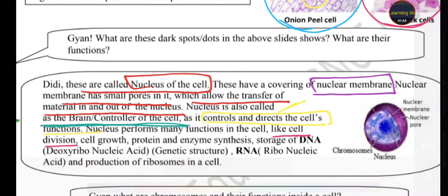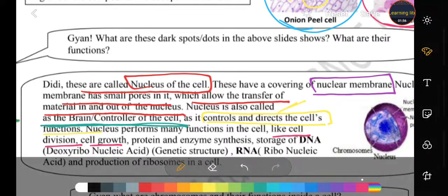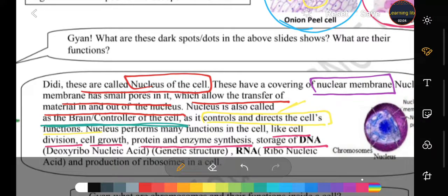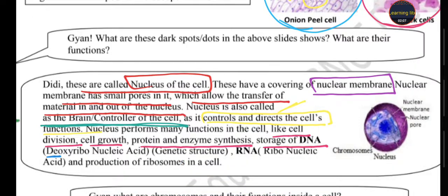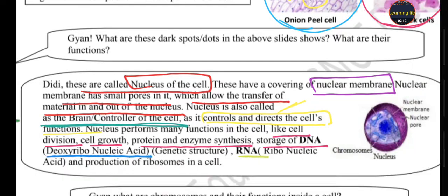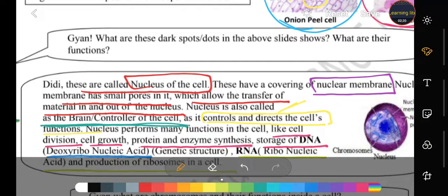cell division. It helps in cell division. It helps in the growth of the cell, protein and enzyme synthesis. It also helps in the storage of DNA. What is the full name of DNA, student? That is deoxyribonucleic acid. And what is the full name of RNA? That is ribonucleic acid. It also helps in the production of ribosomes in the cell. Okay, these are the following functions of the nucleus. Got it? Let's move on.